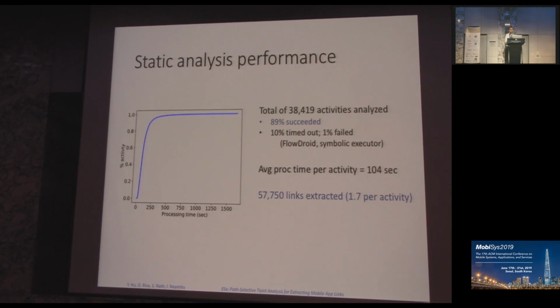First of all, static analysis performance. This is a CDF showing how much time it takes per activity. In these 1007 apps, we managed to analyze 38,000 activities. 89% succeeded, and the rest, 11%, didn't succeed because of limitations with static analysis. Either we use FlowDroid, so it has some limitations, and we also had to put some limitations on the symbolic executor. On average, we managed to process an activity in 104 seconds, which for a static analysis is very, very, very acceptable. And we managed to extract 57,000 links. That's 1.7 links per activity.